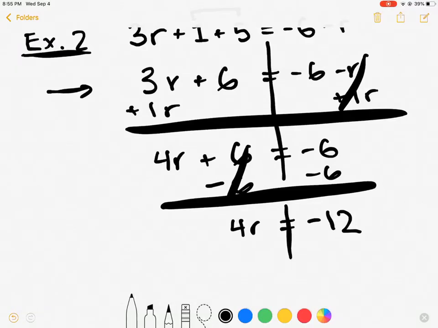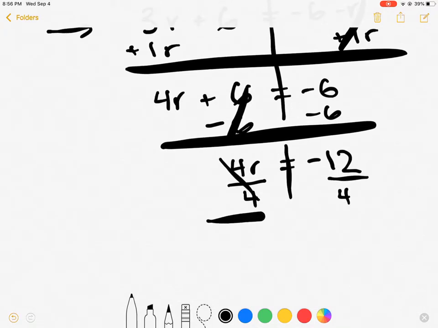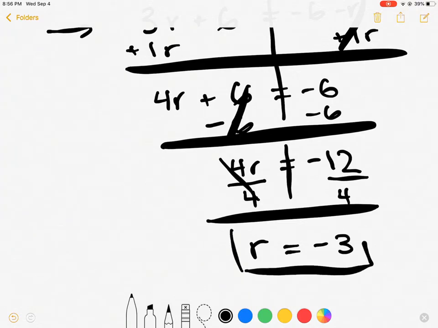And finally, we can solve our equation for r by dividing out by our coefficient. So we're dividing by 4 on both sides of the equation. That eliminates your coefficient on the left side, and you just have r. On the right, a negative 12 divided by 4. That division gives you a negative 3 as your result. Okay, so that's your solution. r is going to be equal to negative 3 for example 2.